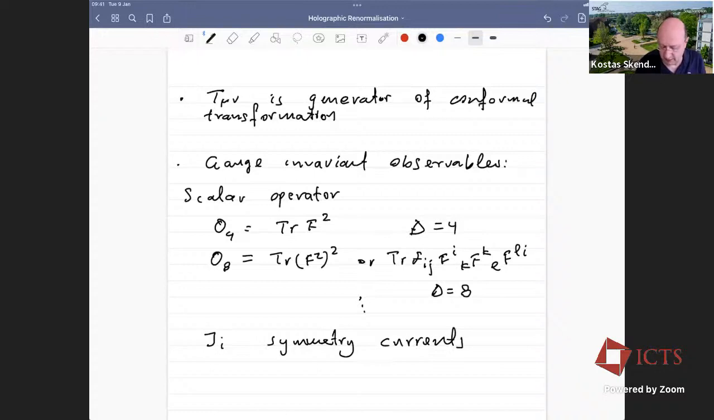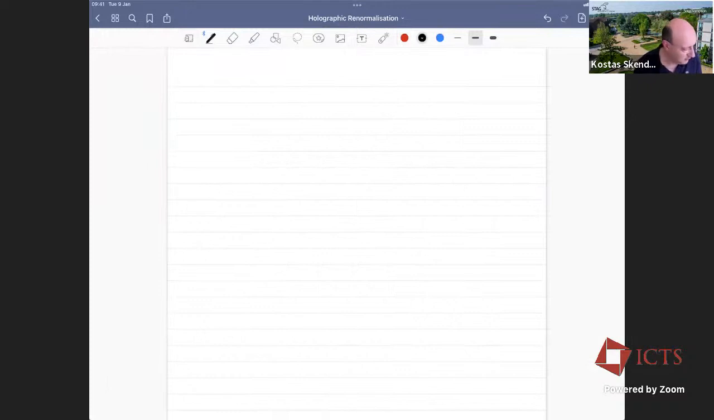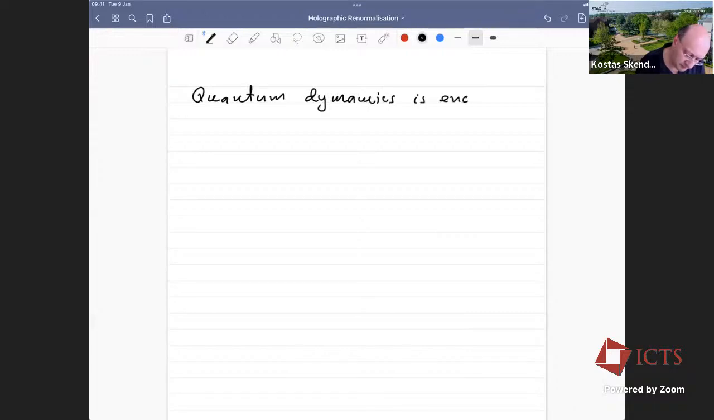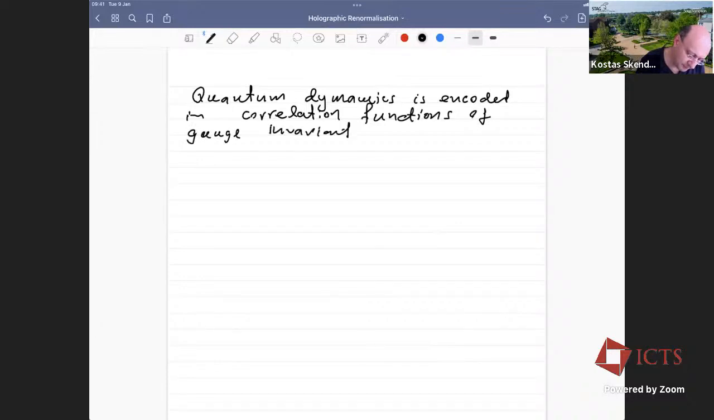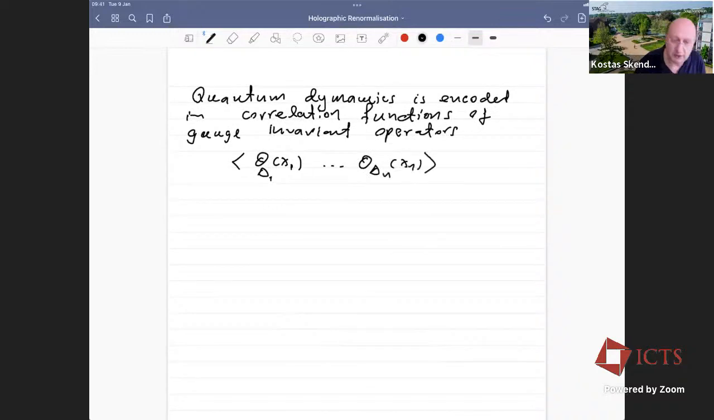And if we want to know all the information there is about the quantum field theory, we want to know the correlation functions. Quantum dynamics is encoded in correlation functions of such gauge invariant operators. So we insert the operators at local positions, a number of operators with different dimensions. If we know the set of all correlation functions of all gauge invariant operators, essentially we know everything there is to be known about the CFT.